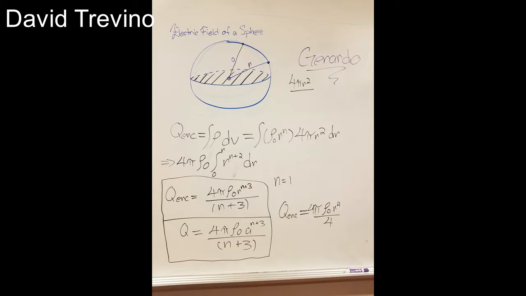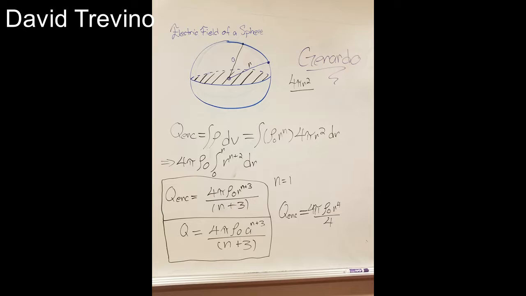Let's begin with a sphere. Using the formula Q enclosed equals the integral of rho dV, we can plug in rho naught r to the power of n for rho, and we can also add the area of a sphere. Since 4 pi rho naught is a constant, we move it outside of the integral, which will result in being equal to 4 pi rho naught, the integral going from 0 to r to the power of n plus 2 dr, where n is given in a problem, and the plus 2 is from the r squared from the area.